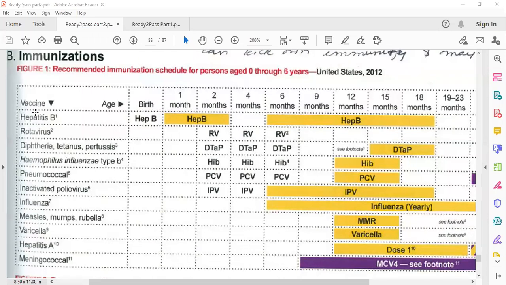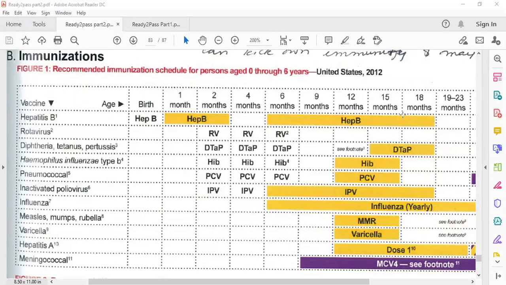So hepatitis B we give during the birth. The total doses of hepatitis B are 3 doses, right? First dose we give during the birth. Second dose we should give during the second month of life, and the third dose we should give during 6 to 18 months, right?